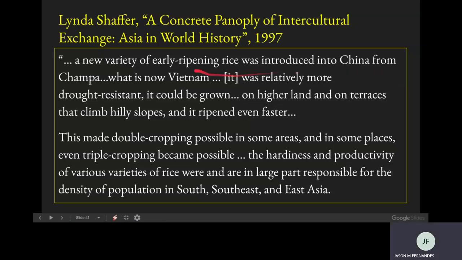And, you know, if you remember our analysis in class, this rice comes from what's now Vietnam, or the Champa region. So it becomes known as Champa rice, right? And the importance of it is relatively drought resistance, which means you don't have to grow it in the valleys necessarily. You can grow it on higher land. You can terrace your mountains, your hilly slopes. And then the other really important part about it is it ripens much, much faster than the previous variety they were using. So you can get 2 crops out of it, right? You can double the amount of food, right? Sometimes you can triple crop it, just depending on where you're at in terms of climate.